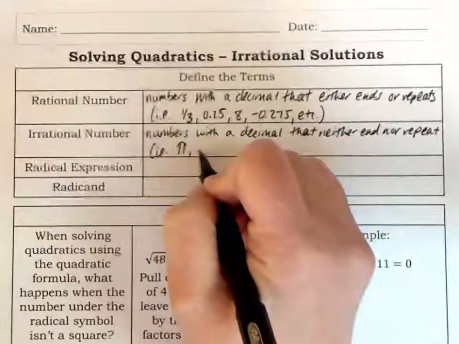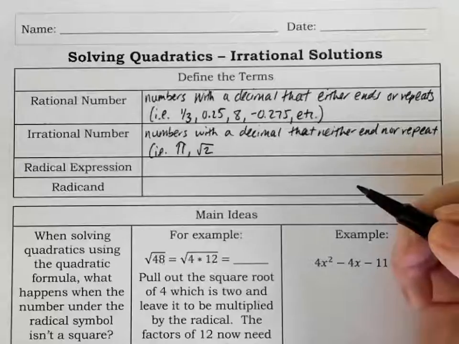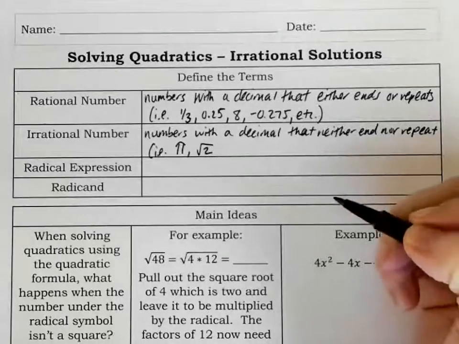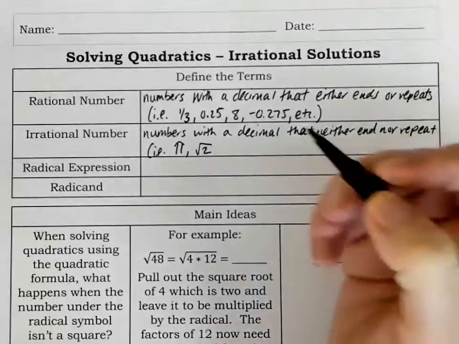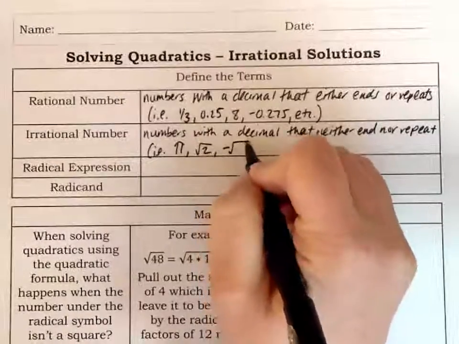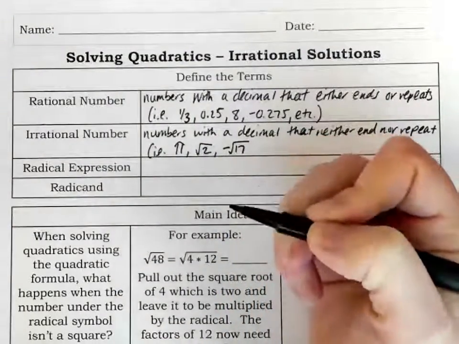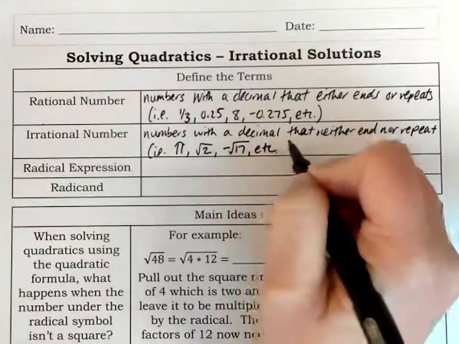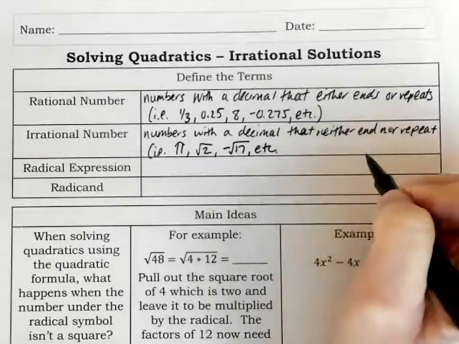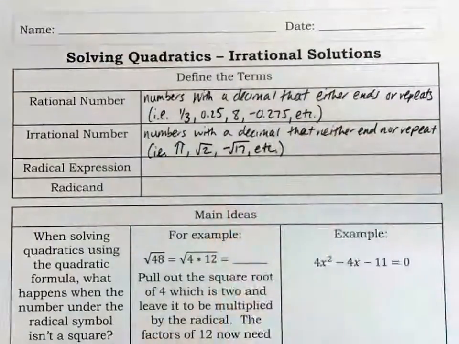But so are numbers like the square root of 2. Taking the square root of a number that's not a square, those tend to be numbers that don't repeat or end. The square root of 5, the square root of 20, any number that's not a square. Also the negative square root of 17, or any other number that's not a square. Those are all going to be numbers that don't end or have a repeating decimal. And it's important to know the difference between a rational number and an irrational number.